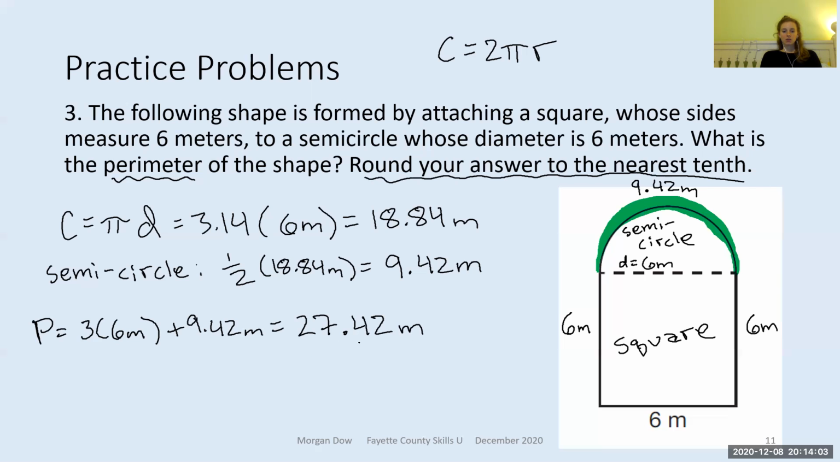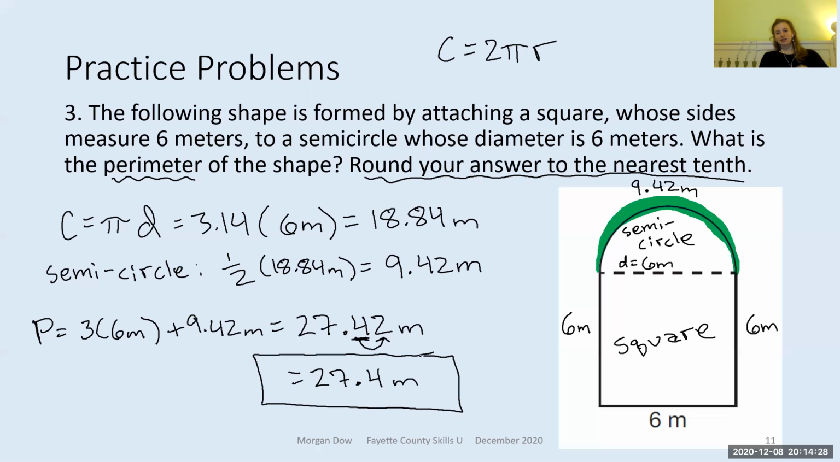So which digit of this number is in the 10th place? The 4 is in the 10th place, which means we look to the 2 to help us make a decision. Should we round up or should we round down? Since it's a 2, we're going to round down to 27.4 meters. So the perimeter of this shape here is approximately 27.4 meters.